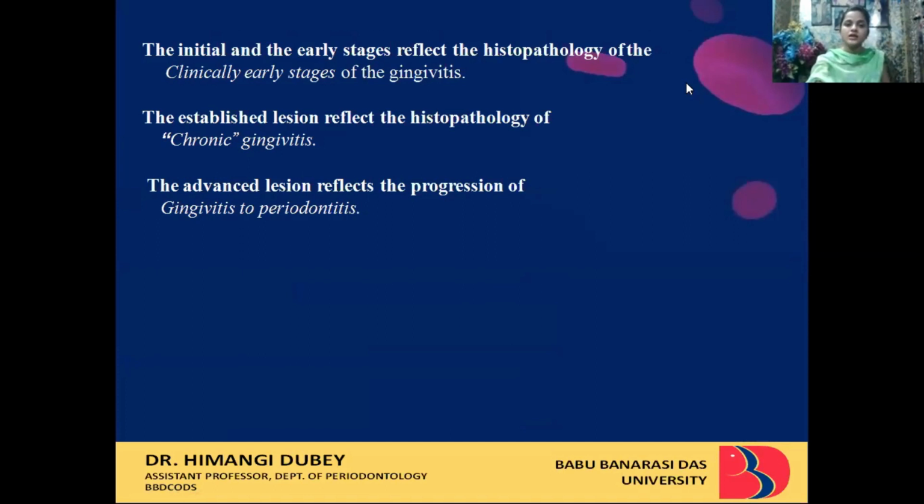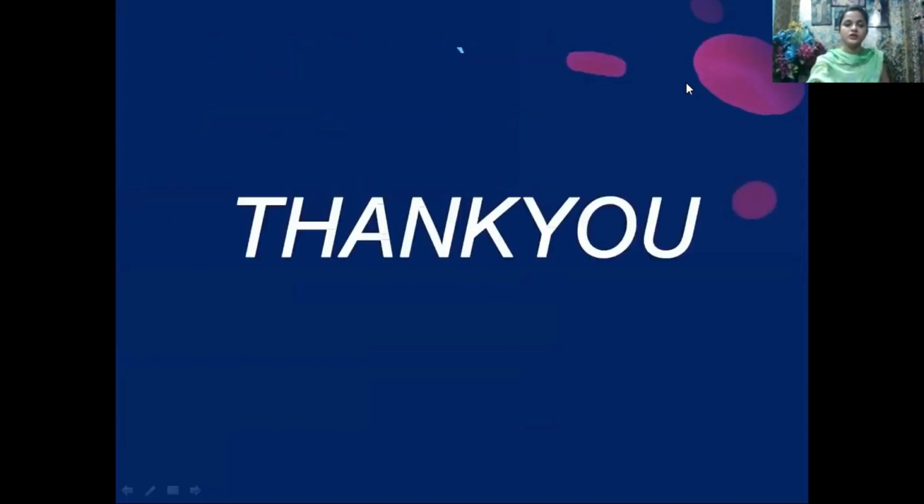The initial and the early stage reflect the histopathology of the clinically early stage of gingivitis. The established lesion reflects the histopathology of chronic gingivitis, and the advanced lesion reflects the progression of gingivitis to periodontitis.